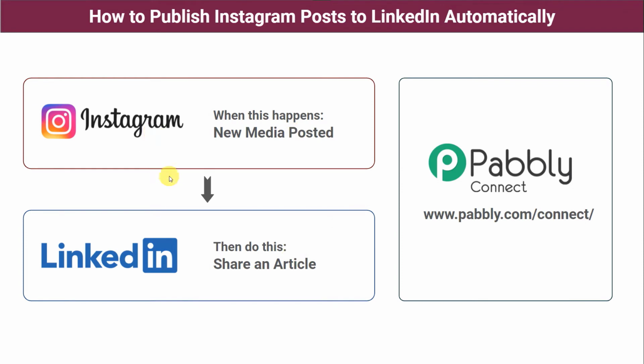So for creating a connection, we are going to use a software application named Pabbly Connect. Basically, Pabbly Connect is an automation and integration software which will help us in integrating Instagram with LinkedIn automatically. The best part here is it doesn't require any coding skills or programming knowledge. Even a non-technical person can use this software application very easily. So let us check this in real time.